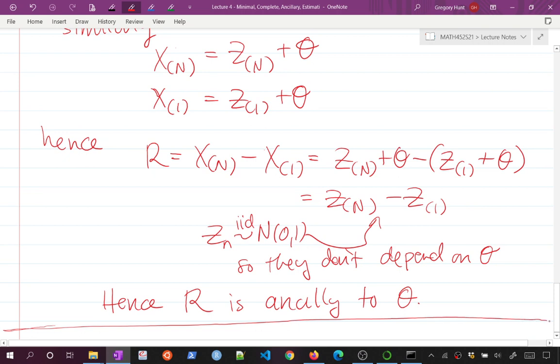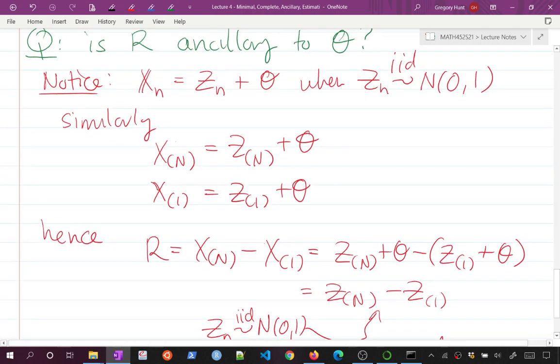And that makes some sense. The range is basically a measurement of spread of the data. And theta is the center location. So the measurement of spread doesn't tell me anything, it is ancillary to the mean. You can think of some other measurement of spread that might be ancillary to the mean also. We'll get there.